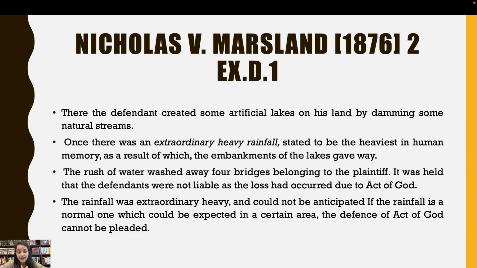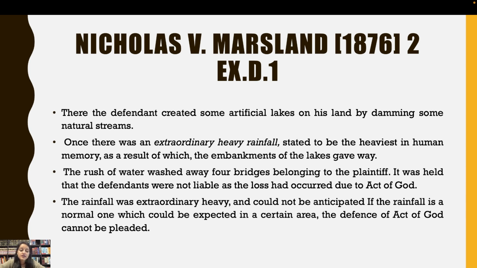Nicholas versus Marshland is an excellent example of an act of God. It portrays that the event need not have happened for the first time, nor be something very unique, but extraordinary in the sense of gravity. There the defendants created an artificial lake on his land by damming some natural streams. Once there was an extraordinary rainfall, stated to be the heaviest in the memory of humankind, as a result of which the embankments of the lakes gave way. All the protective measures were washed off. The rush of the water washed away 4 bridges belonging to the plaintiff. It was held that the defendants were not liable as the loss had occurred due to an act of God.